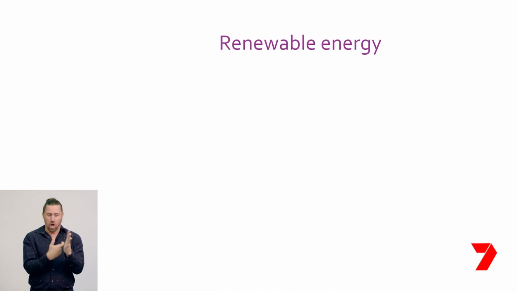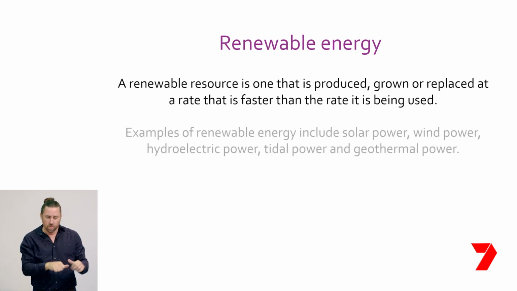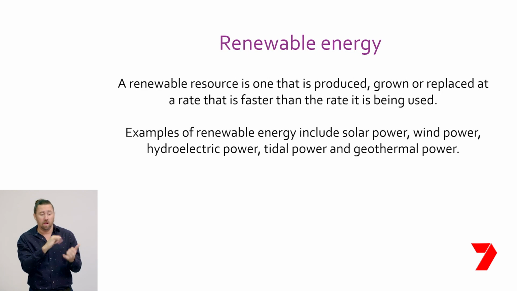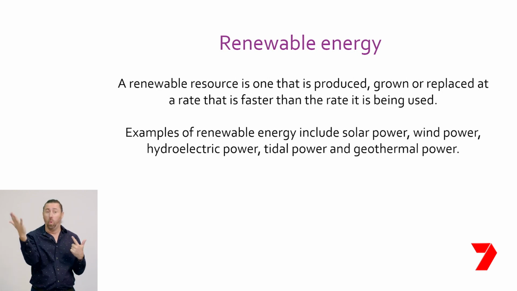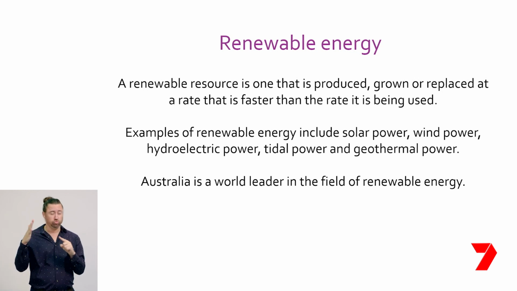Okay, let's recap what we've learned today. We know that a renewable resource is one that is produced, grown or replaced at a rate that is faster than the rate that it's being used. Examples of renewable energy include solar power, wind power, hydroelectric power, tidal power and geothermal power. Australia is a world leader in the field of renewable energy. Good for us. And now it's your turn.